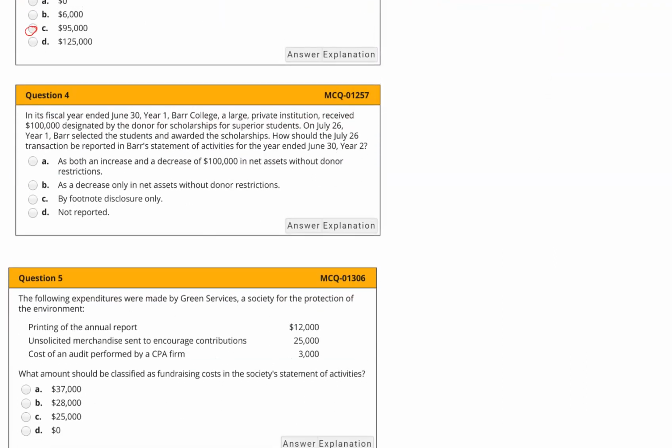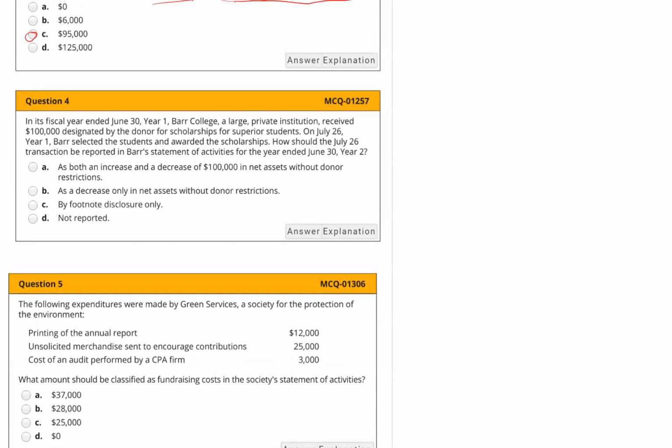Next question. In its fiscal year ended June 30th, year 1, look at the date and timing. Fiscal year ends on June 30th. And in year 1, whether the year is 2020 or 21, Bar College, a large private institution, received $100,000 designated by the donor for scholarships for superior students.